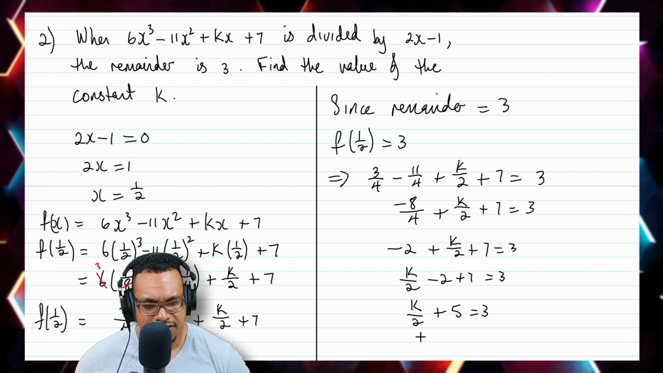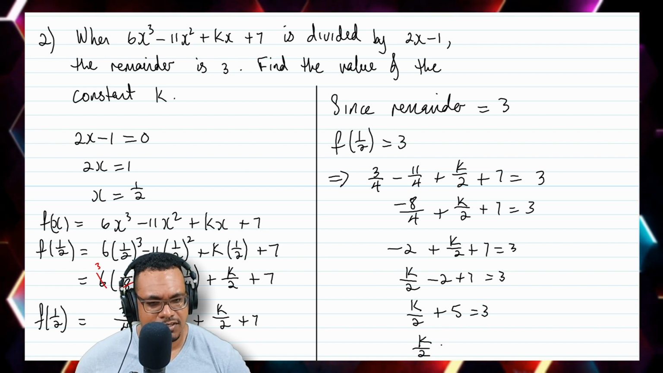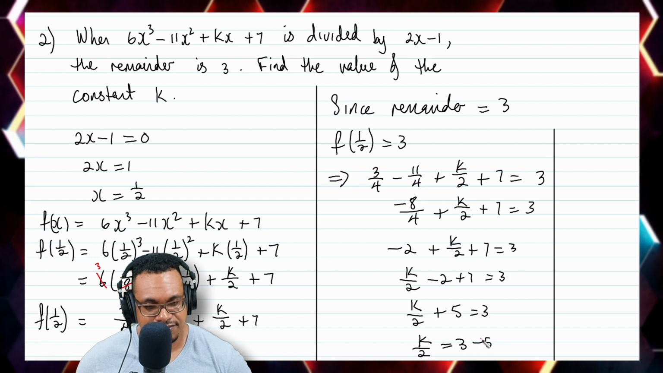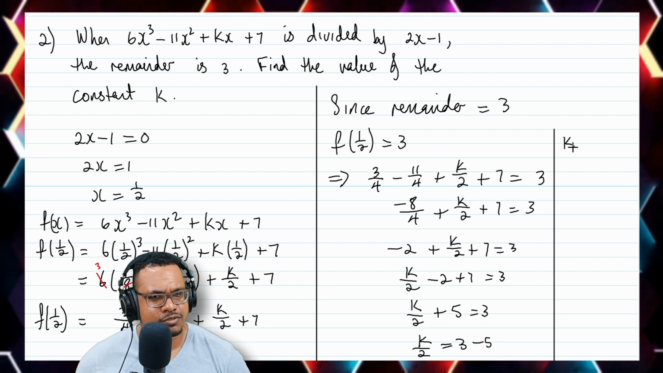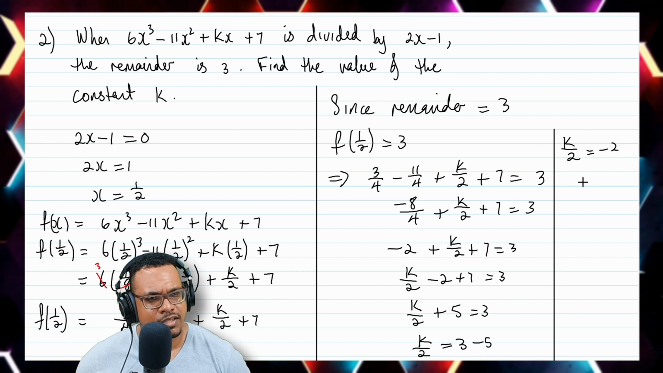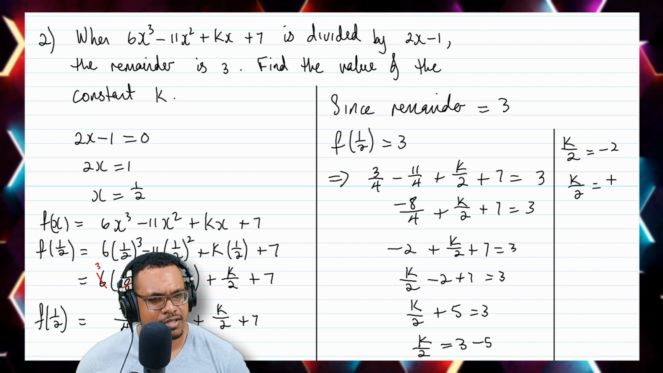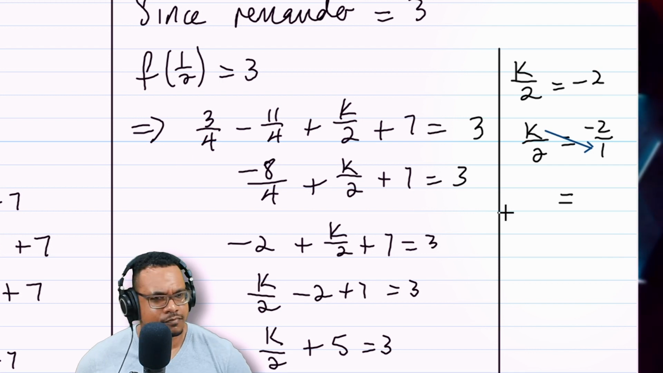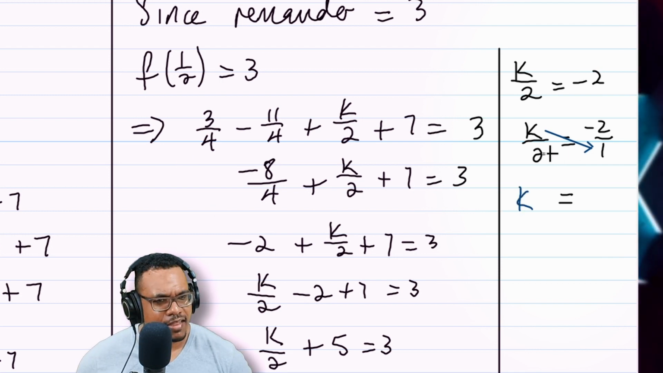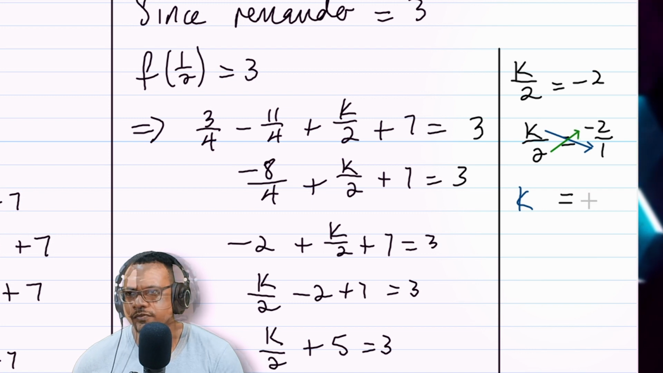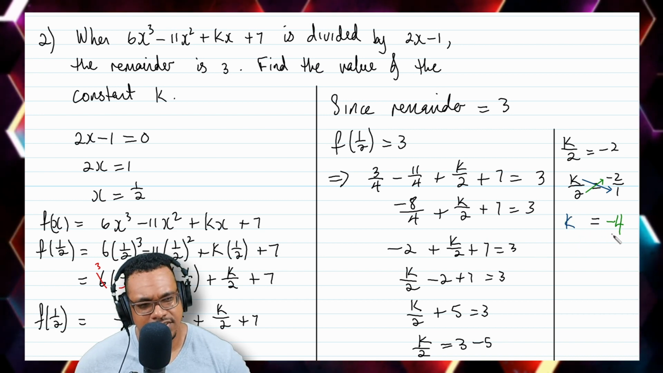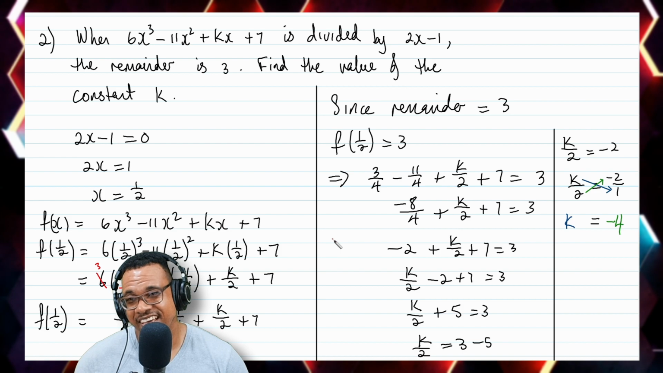We carry across the positive 5, we get negative 5. So we have k over 2 is equal to 3 take away 5. So 3 take away 5 is negative 2. So we're going to get k over 2 is equal to negative 2. And if you want, you could put a negative 2 over 1 and cross multiply. So now we could say k by 1 is equal to k. So we're going to get k like this. And then 2 by negative 2 is equal to negative 4. And that would be our answer. K is equal to negative 4. And that will bring us to the end of this video.